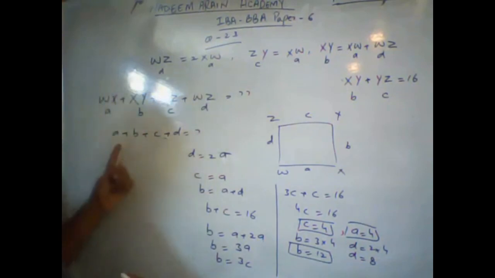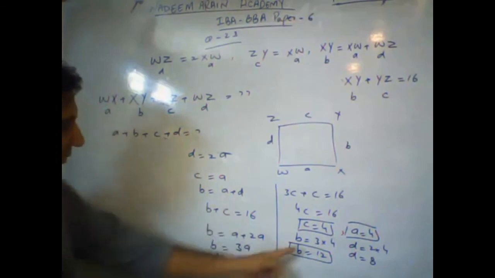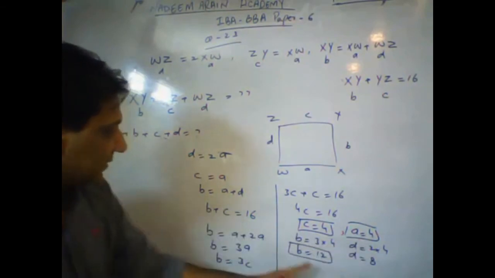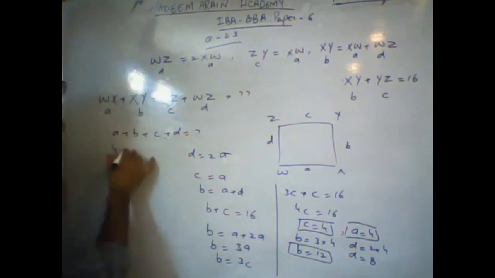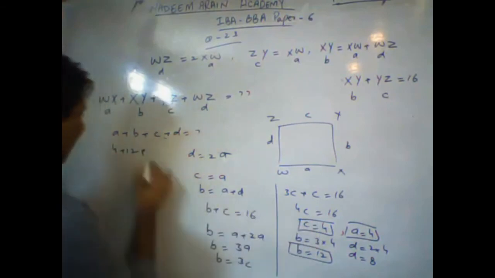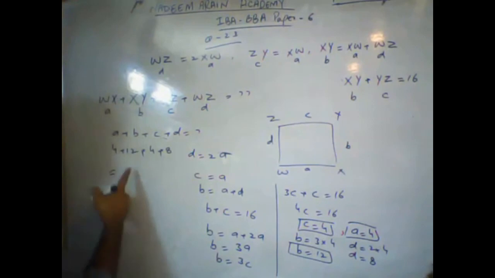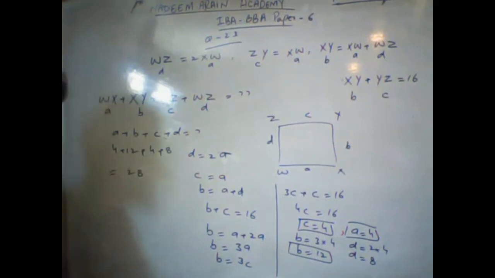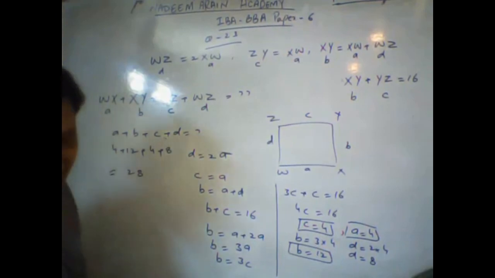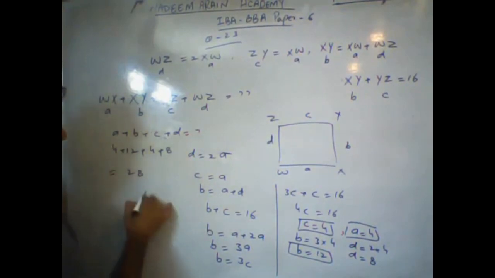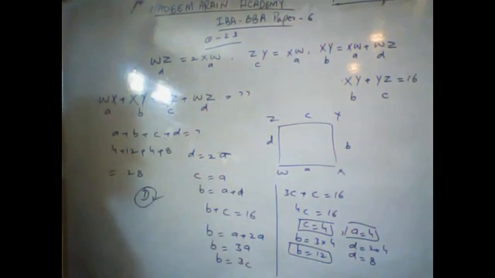Okay, come back to this. We need to find out A plus B plus C plus D. So that means 4 plus 12 plus 4 plus 8. So that is 12 plus 12, 24 plus 4, 28. This is the perimeter of the given quadrilateral. This is option D. Thank you so much.